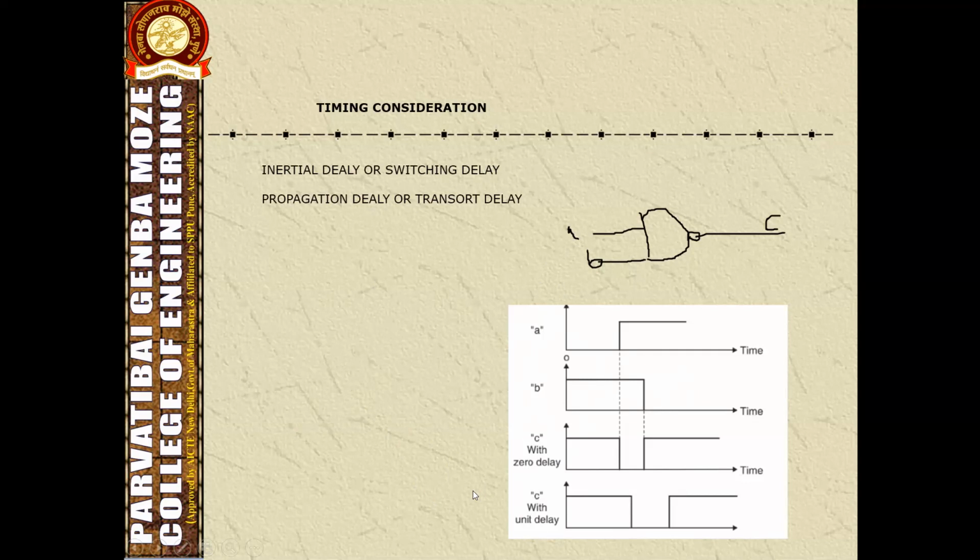The zero delay is the delay in which it is assumed that all the gates and interconnections involved in the circuit have no delay. Therefore, the changes in the signal are determined by the logic function exactly. Here, with zero delay, what will happen? There is no delay. Suddenly, the change will be here.